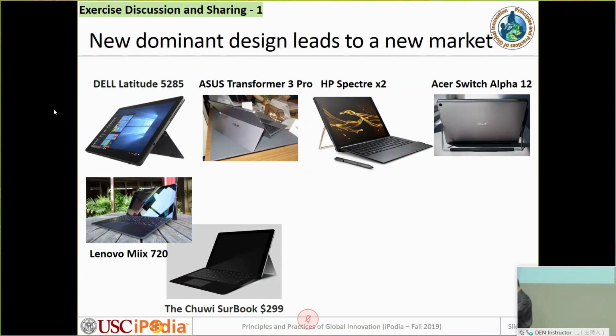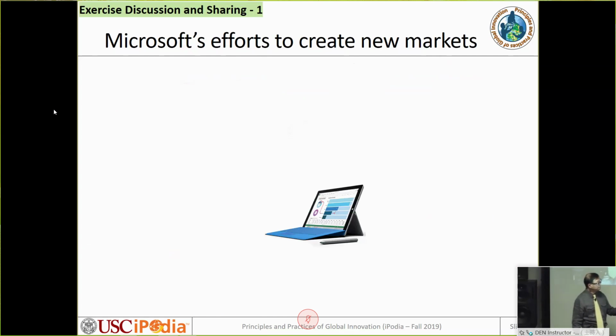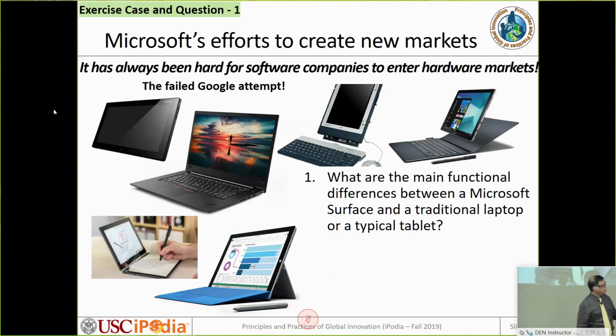So with this, now I am ready for you to discuss with your group members. First, I want you to compare this Surface, okay? This is called Microsoft Surface, right? I want you to compare the difference between this device and a typical tablet and a typical laptop. Why? Because once you understand that difference, you can understand what needs to be standardized, right? It is additional function requirement. So that is question number one.